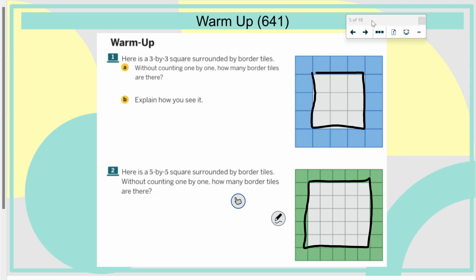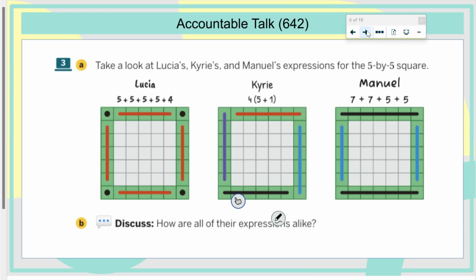All right, let's keep moving along. Take a look at Lucia, Kyrie, and Manuel's expressions for the 5x5 square. How are all of their expressions alike? Let's look at Lucia's square. She has 4 red lines that are each 5 units long. So that would be the 4 5s. Each of these 5s represents the red. And then each of the black dots represents the 4. We have 1, 2, 3, 4 black dots.